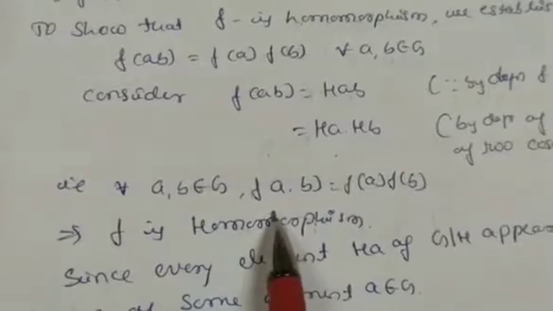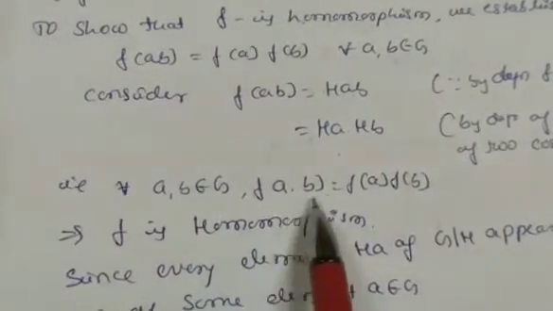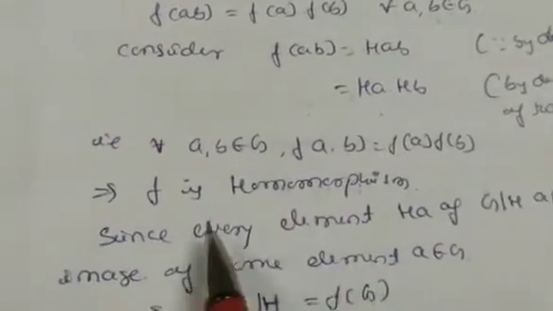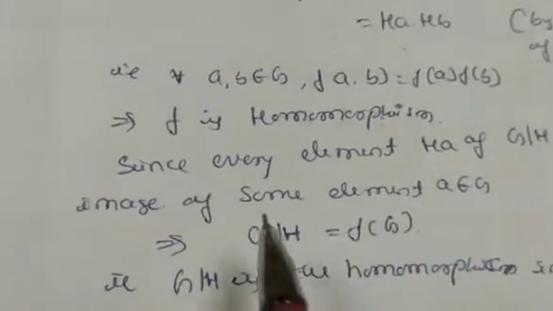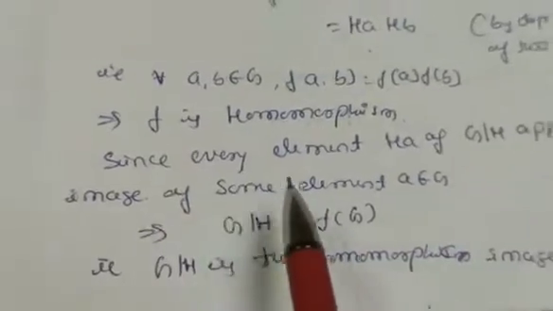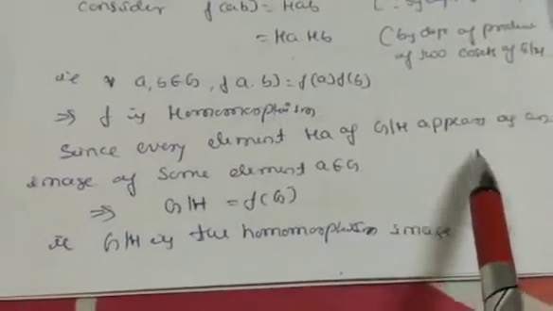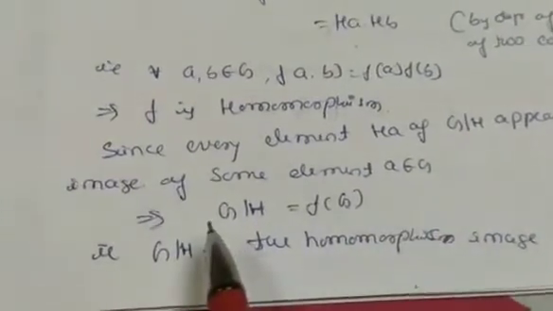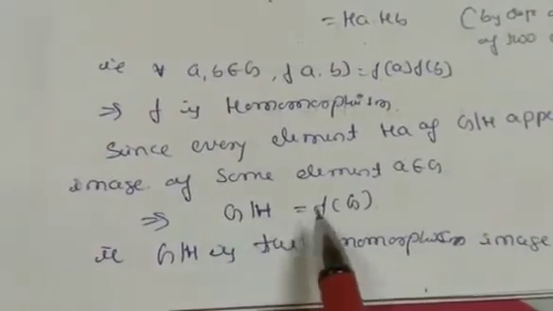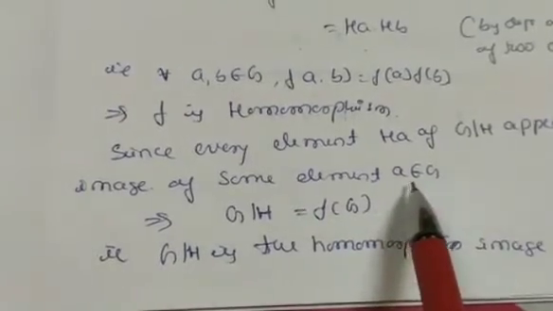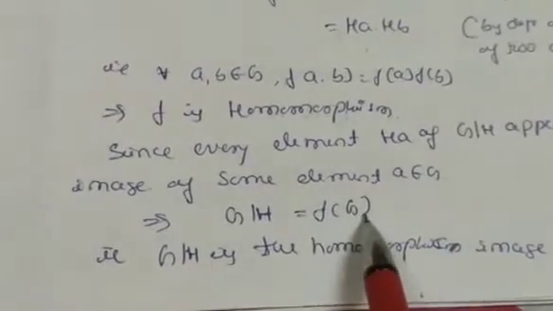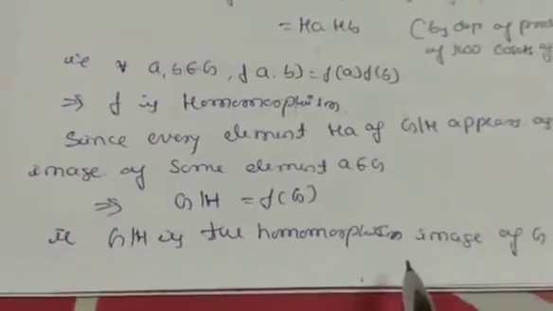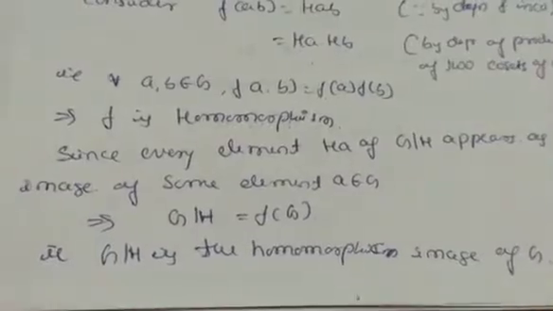This implies the definition of homomorphism. If f(ab) equals f(a) into f(b), then f is called a homomorphism. This implies here f is a homomorphism. Since every element Ha of G/H appears as an image of some element a, a belongs to G, this implies G/H is equal to f(G), because every element appears as an image. So we can take this as the whole set f(G). That is, G/H is a homomorphic image of G.